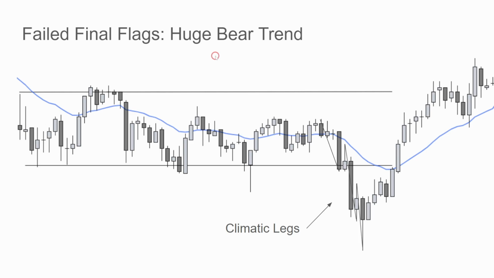Failed final flags, huge bear trend. Here we see a lot of sideways trading, but the EMA is acting more as resistance. Bears get the breakout with a leg 1, pull back leg 2, pull back leg 3. The leg 3 is hidden, but we can see a lot of bullish pressure picking up. Bulls will buy this low, and they get the reversal that leads to a couple hours of trading. They reach the previous swing high.